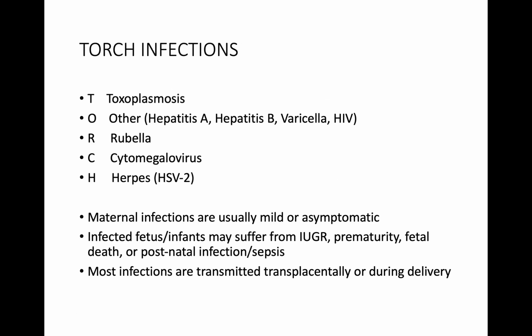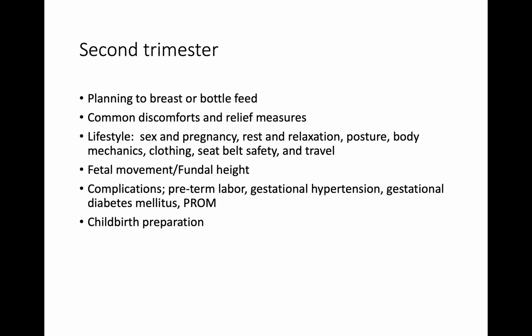And here it is outlined again just to let you know what the acronyms mean. There's toxoplasmosis. O is all other: all the hepatitis, all of the STDs, HIV. There's rubella, CMV, and HSV2. An infected fetus with any of this may suffer from what we call IUGR or intrauterine growth restriction. They can be premature, fetal death, or postnatal infection, which can lead to sepsis and they can die. And you can see how it's transmitted either across the placenta or during delivery. That would be the GBS one, but that's not included in TORCH.